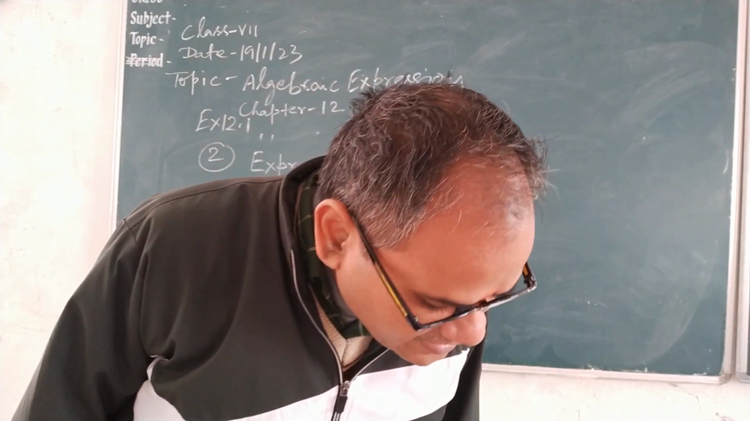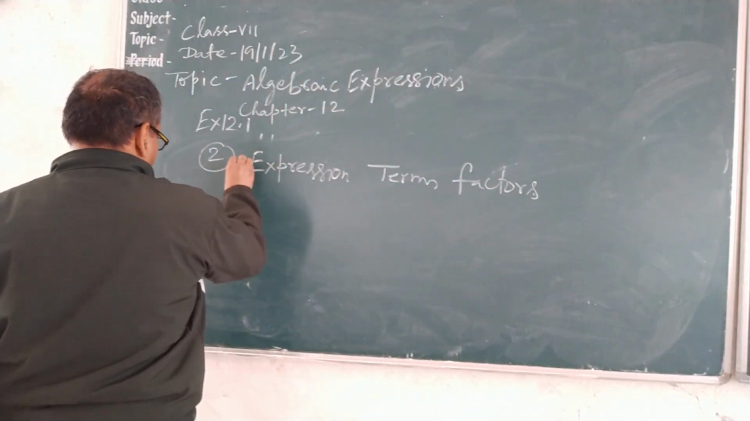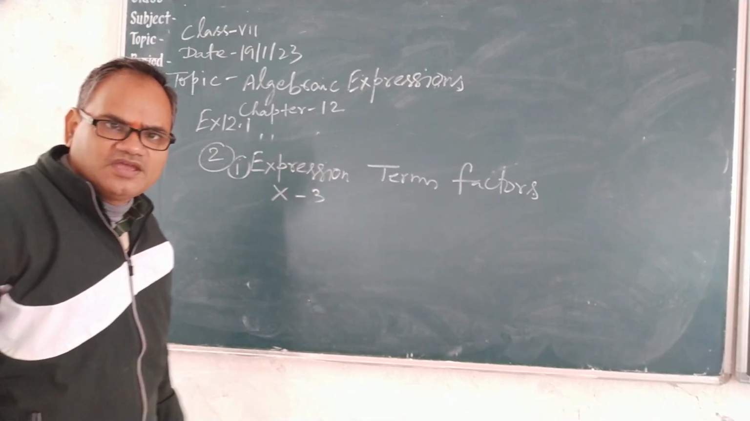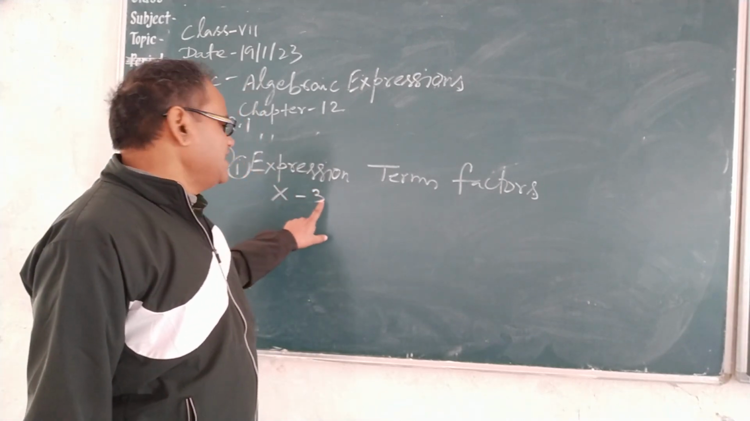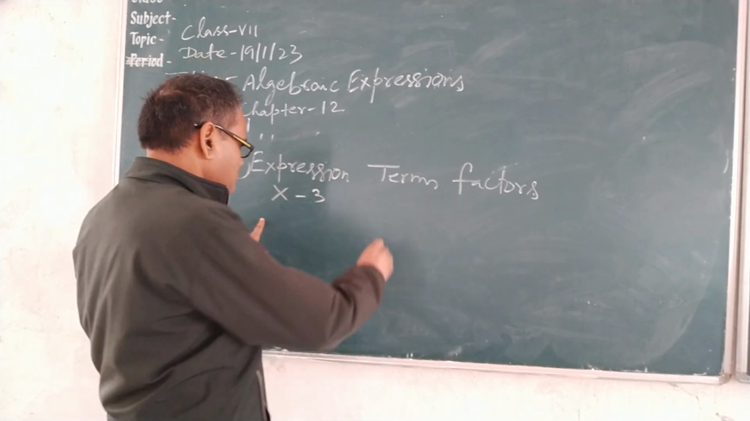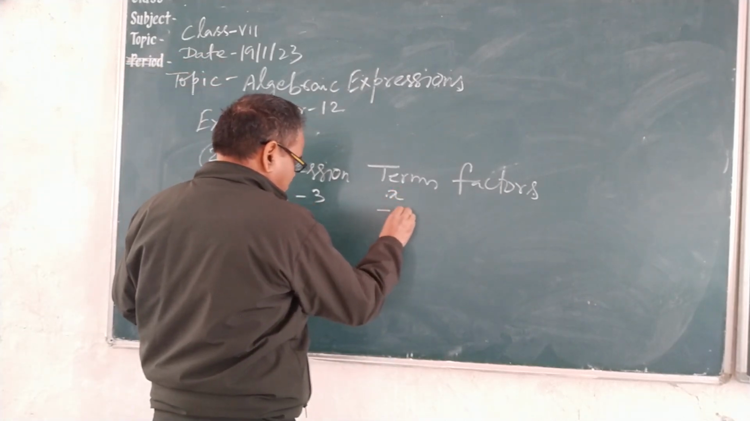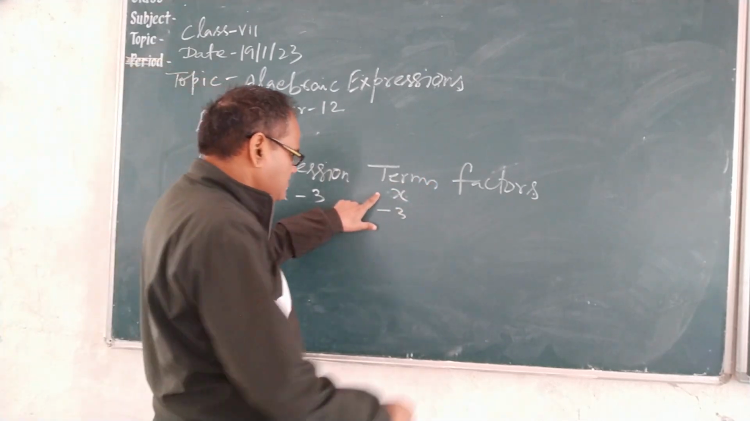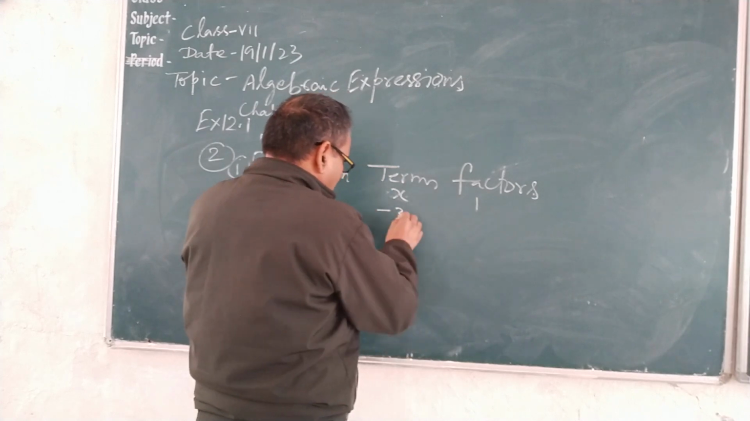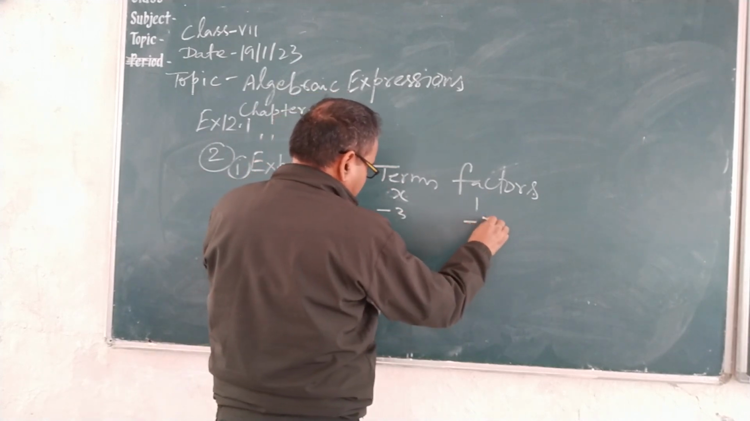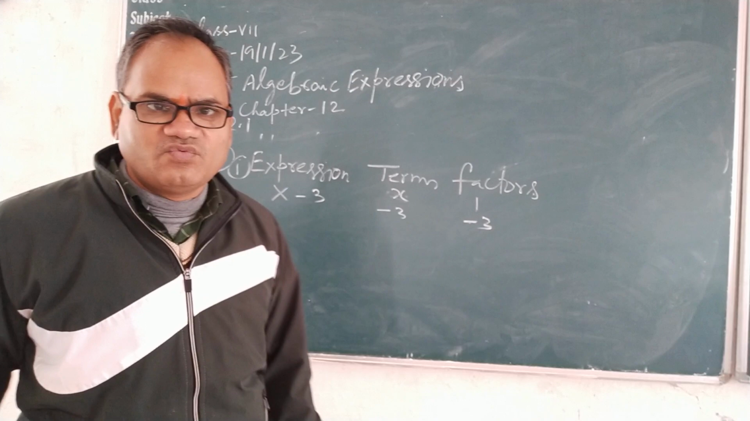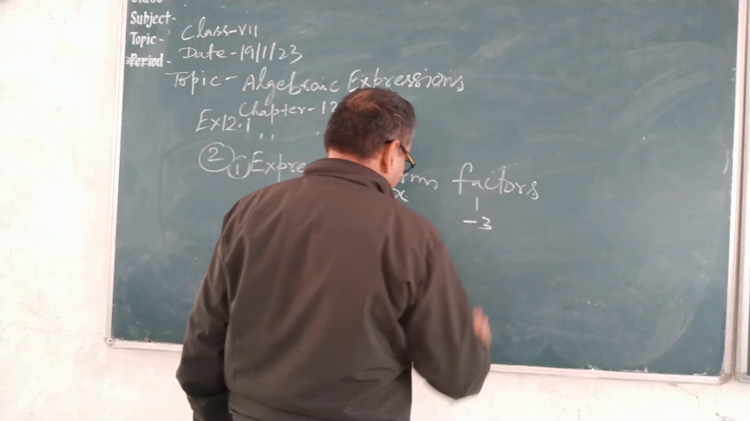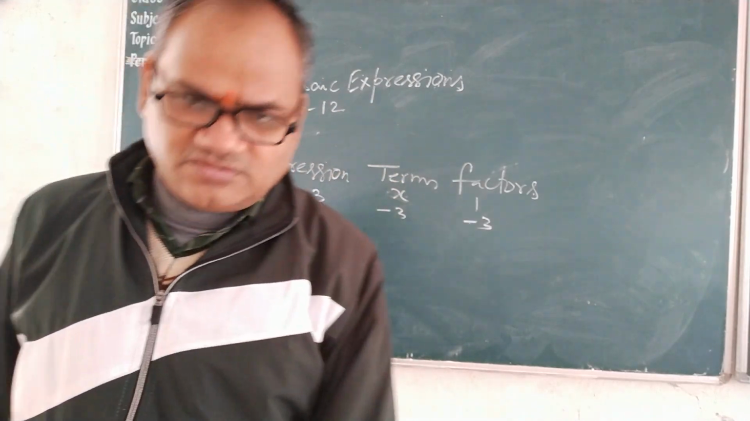Now, what is your first expression? Your first expression is x minus 3. Now, how many terms does it have? It has two terms, x and minus 3. Okay. So here you write x and minus 3. Two terms are there, x and minus 3. And what is the factor of x? Factor of x is 1. And what is the factor of minus 3? That is minus 3. Okay? Factor of x is 1 and minus 3. Now this is your answer.